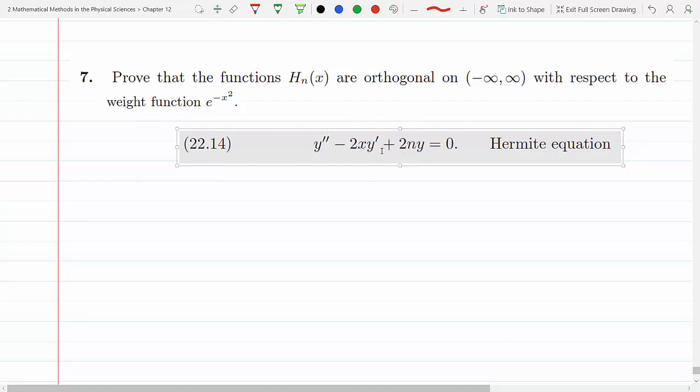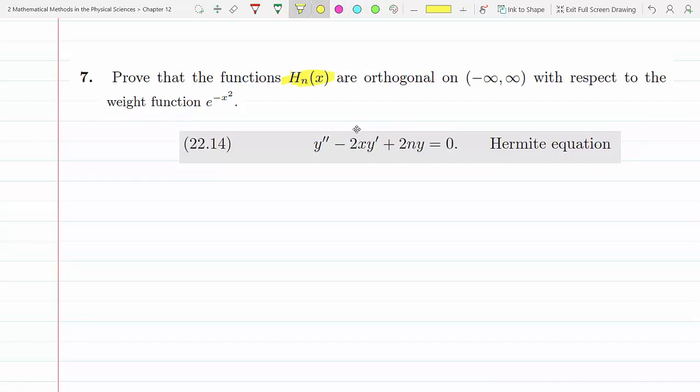Okay, so this is called the Hermite equation. The solutions to this differential equation are polynomial solutions, and they are known as Hermite functions, Hn of x. So this Hn of x refers to those solutions for this differential equation down here, and those Hermite functions, just like Legendre polynomials and other functions, are orthogonal on minus infinity to plus infinity.